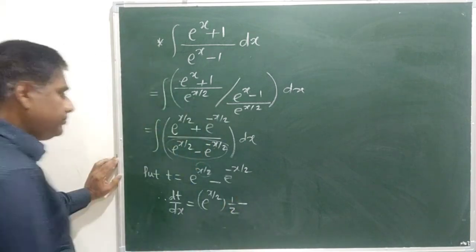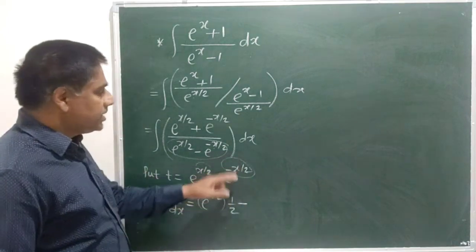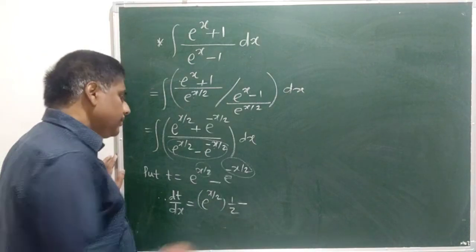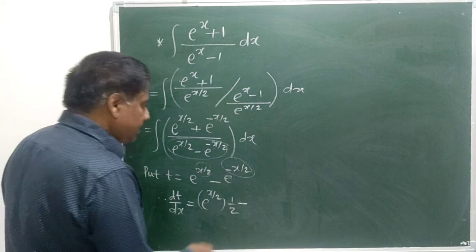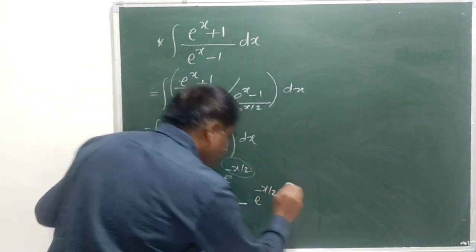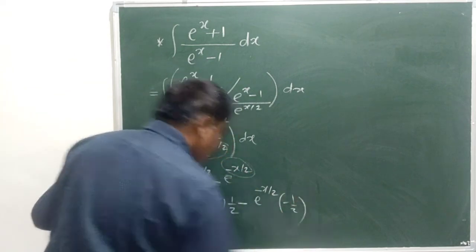minus. Once again, this is a composite function because instead of e^x, here we have e^(-x/2). Therefore, derivative of e^(-x/2) is e^u, that is e^(-x/2) into derivative of -x/2 is -1/2.